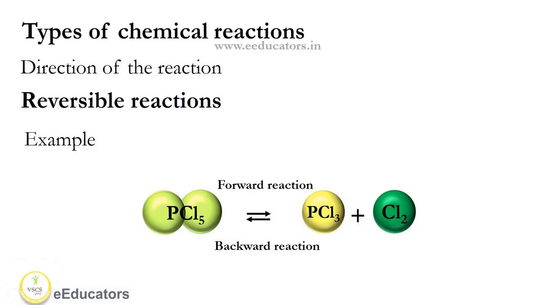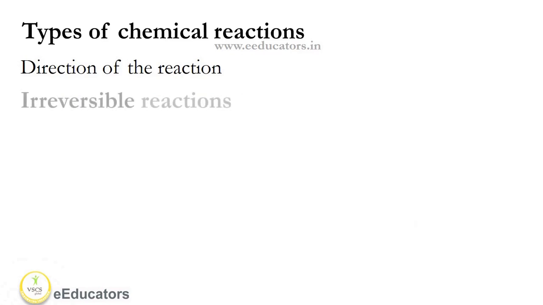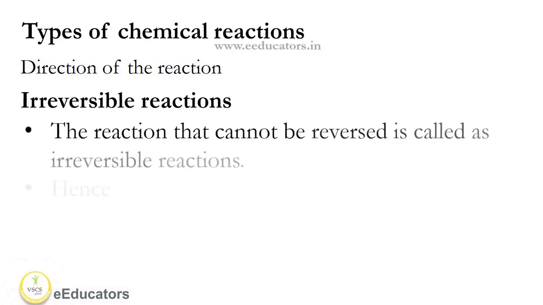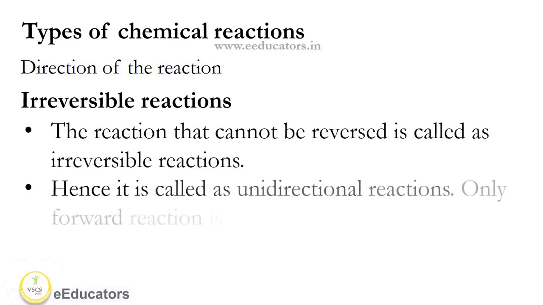Initially, the forward reaction is faster than the backward reaction. Later the rates become equal, and the equation shows an equilibrium. The amount of phosphorus pentachloride is more than that of phosphorus trichloride and chlorine. Irreversible reactions. The reaction that cannot be reversed is called an irreversible reaction. Hence it is called a unidirectional reaction. Only the forward reaction is possible.